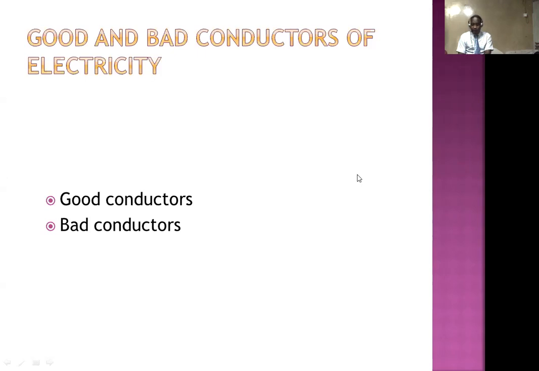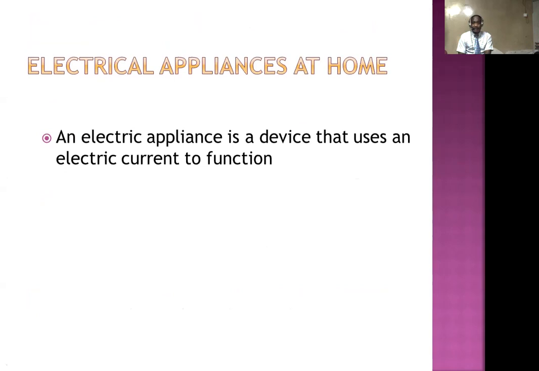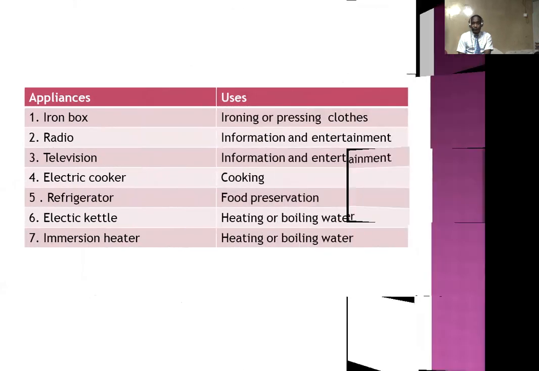We move to electrical appliances at home. An electrical appliance is a device that uses an electric current to function. Examples of electrical appliances used at home and their uses have been tabulated below. Let us look at the appliance and its use.